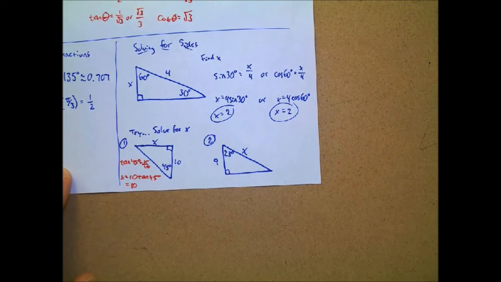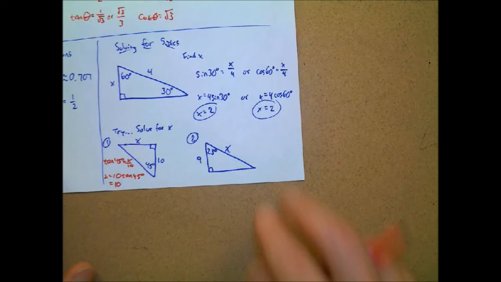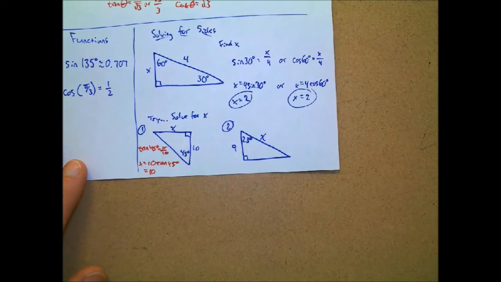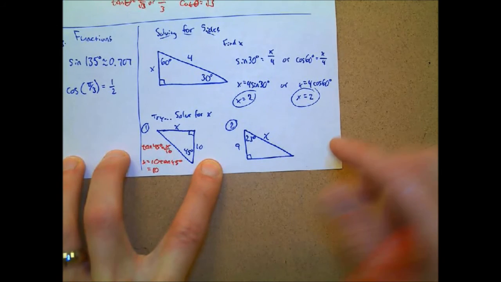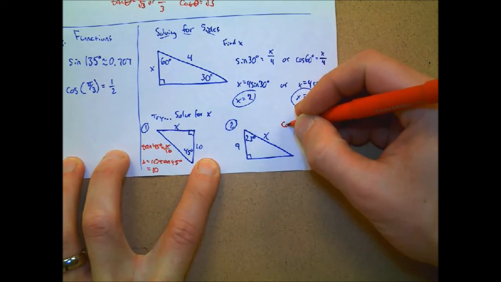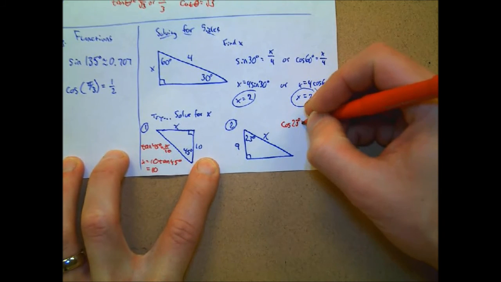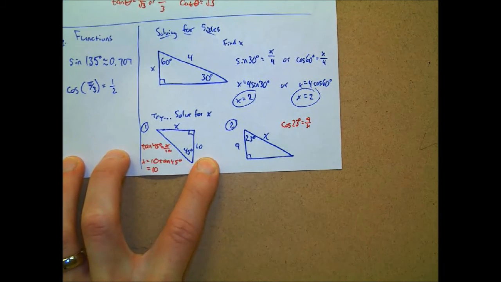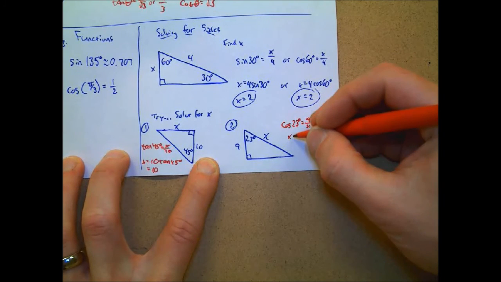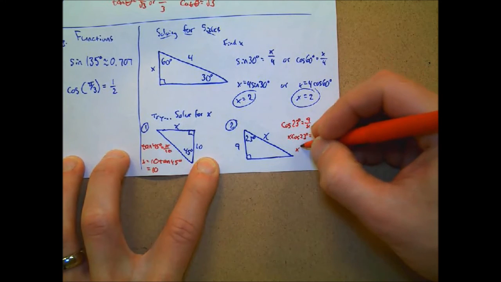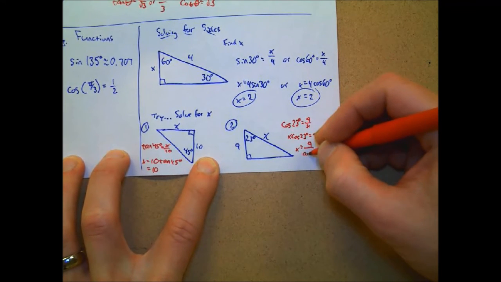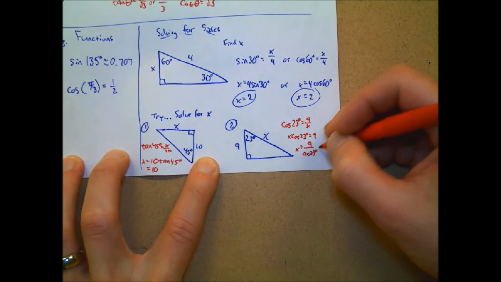May, were you able to solve number 2? Yeah. Okay, what was your setup for number 2? I did cosine 23 equals 9 over x. Great. Okay, and then how do you solve from here? I multiplied both sides by x. Yeah. So 9 over the cosine 23 is our precise answer, but of course, I'm assuming you typed that in your calculator and stuff.